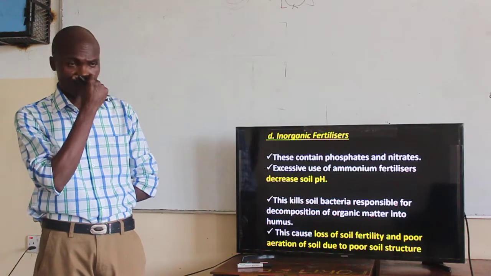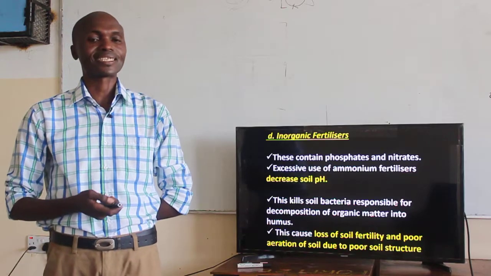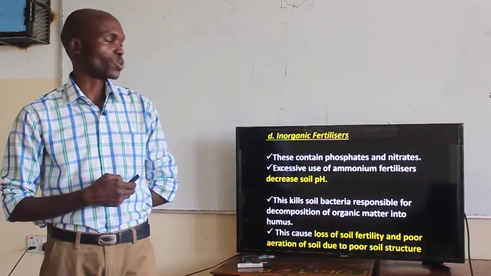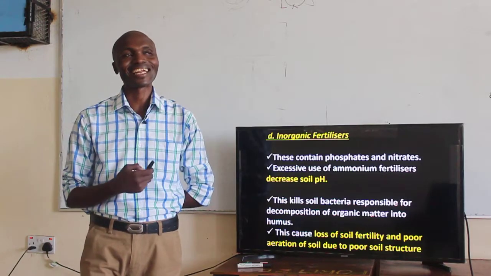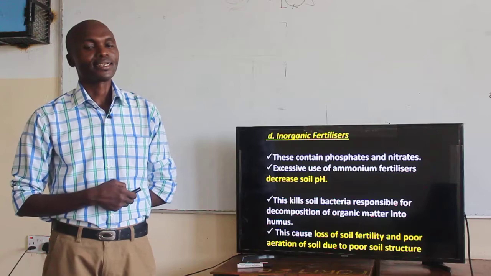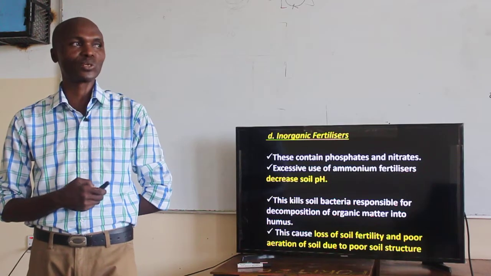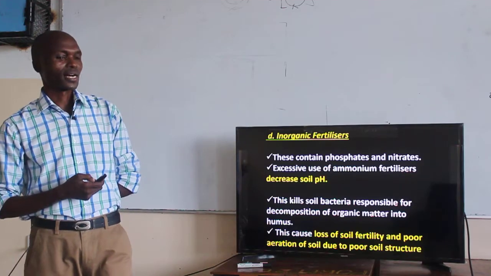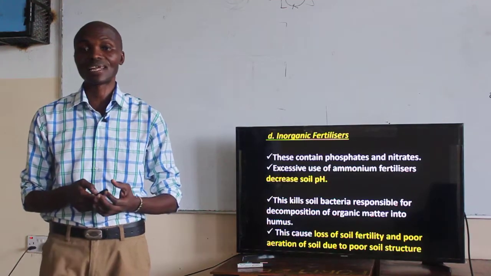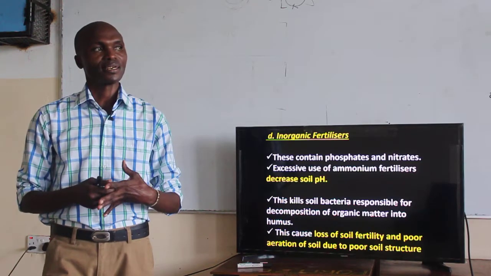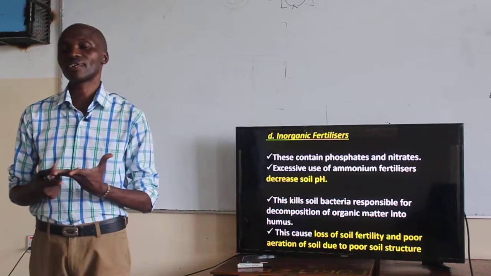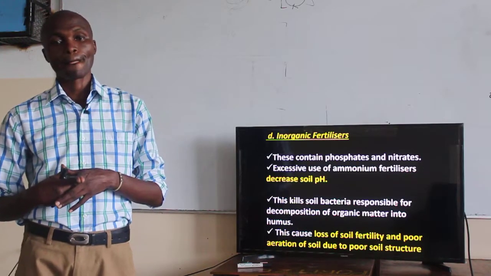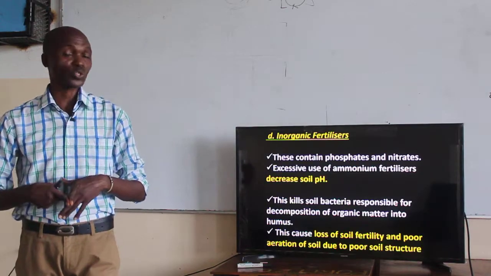And then if the farmer uses these particular fertilizers excessively, then there is a likelihood that the soil pH is going to be reduced. So that means the soils are likely to be acidic. Now, this reduced pH will consequently kill soil bacteria that are responsible for the decomposition of organic matter into humus. And of course, if that occurs, then there is loss of soil fertility, and soil becomes poorly aerated. That leads to poor soil structure.